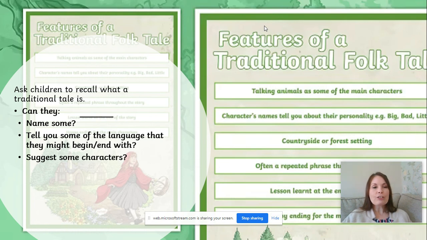Now, children at school, children at home, can you recall what a traditional tale is? We've already learnt about traditional tales in our previous learning in September and October when you first joined Year 1. So can you remember anything about a traditional tale? Can you name any? Can you think of any language or story words that might be in a traditional tale? And can you think of any characters that you know that might be in a traditional tale?